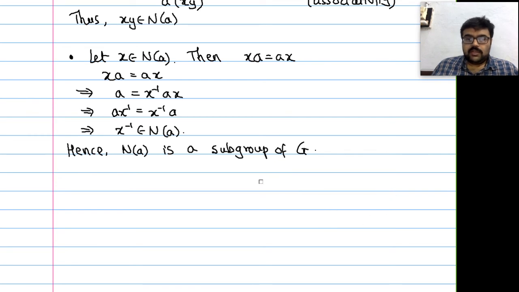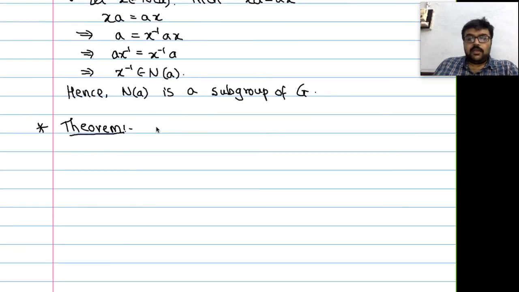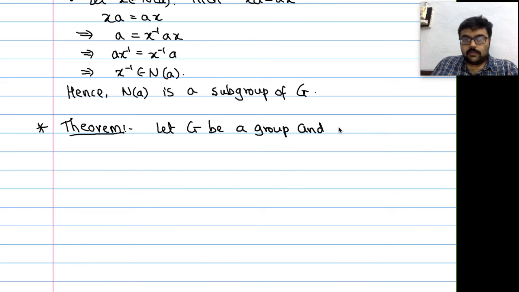So the relation is this. And this is an important result. Let G be a group and A belongs to G. Then the number of conjugates of A. What is the number of conjugates of A? This is the set of all conjugates of A, but its number we denoted by small c of A, if you remember. Then c of A is nothing but the index of N(A) in G.